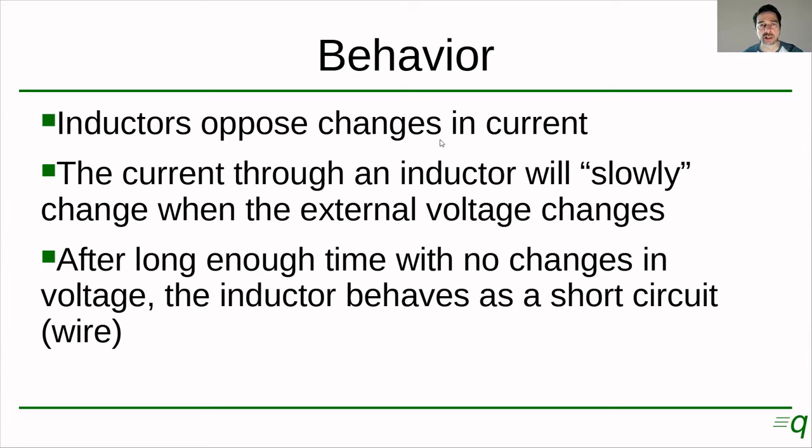So as we just saw, inductors oppose changes in current, and the current through an inductor will change slowly when the external voltage changes. What I mean by this is, we just saw if the external voltage is constant, the inductor current will change until it reaches a final value. When the current reaches that final value and we change the voltage to a new value, the current's going to change to adapt to the new voltage, but it's going to change slowly, right? And after long enough time with no changes in voltage, the inductor will behave as a short circuit, or as a wire.